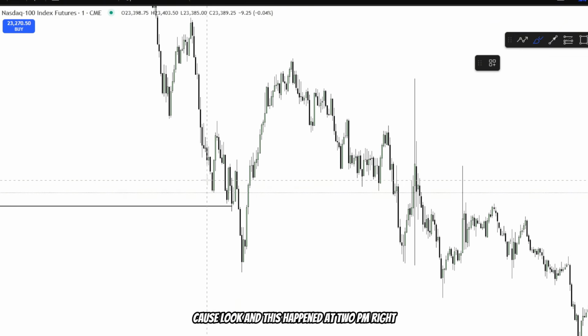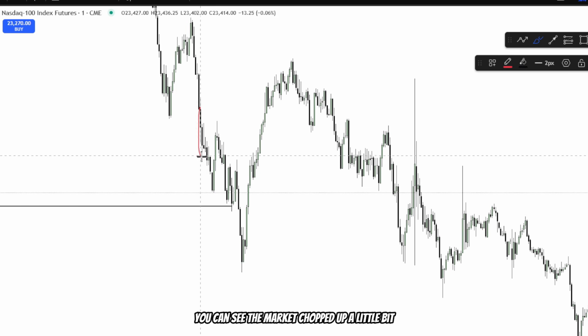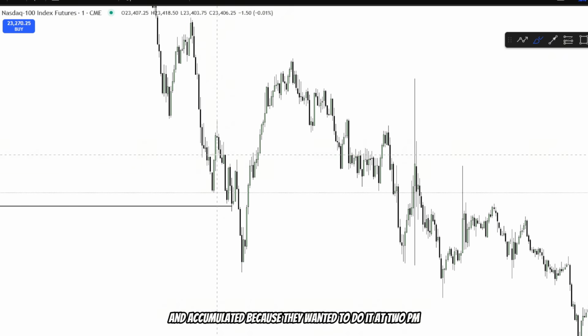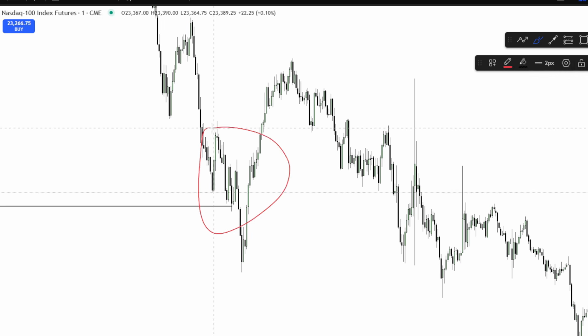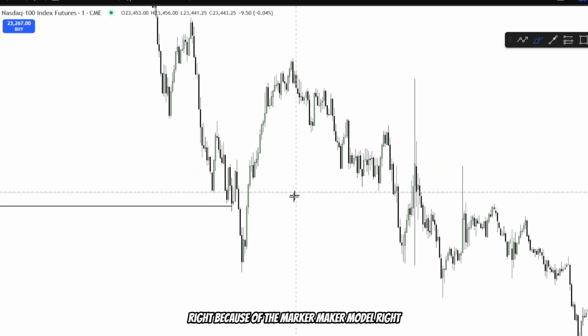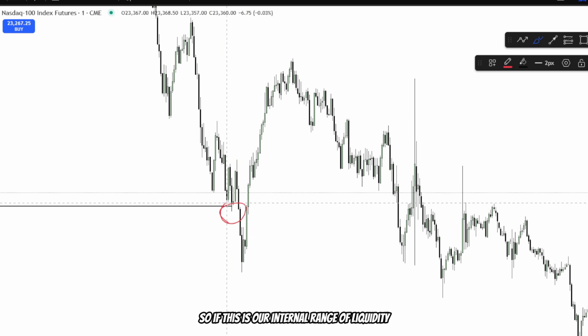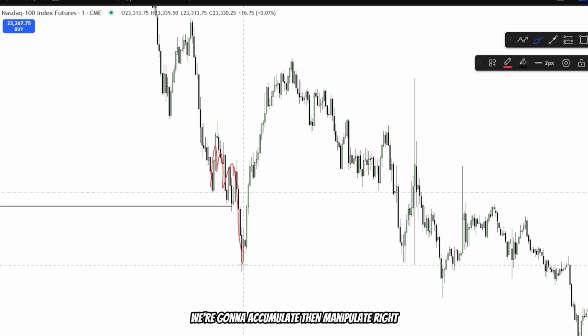Because look, and this happened at 2 p.m., right? You can see the market chopped up a little bit and accumulated because it wanted to do it at 2 p.m. And why is this? So it can make that power of 3. And this is how it all connects. When I learned this, my mind was blown. Because look, the market waited, right? Because of the market maker model. So if this is our internal range of liquidity on the higher time frame market maker model, we're going to accumulate, then manipulate, right?